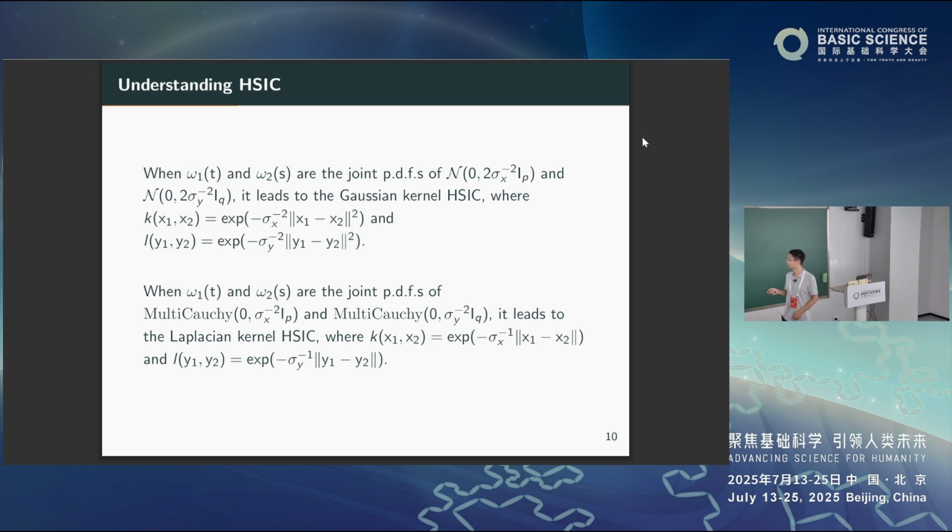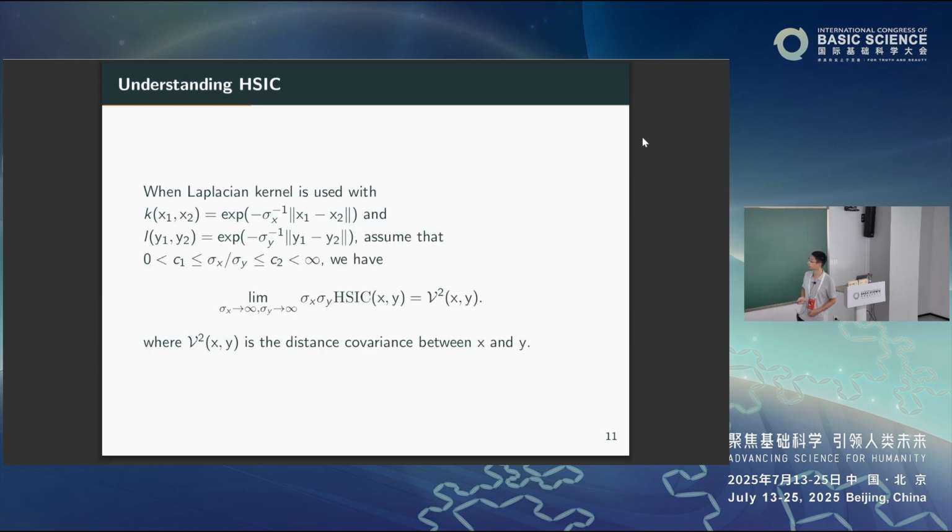And these two results are direct implications from the fact that the weight functions are probability density functions proportional to that. And more importantly, when the Laplacian kernel is used with extremely large bandwidth parameters, we can show that the HSIC is asymptotically equivalent to the distance correlation.